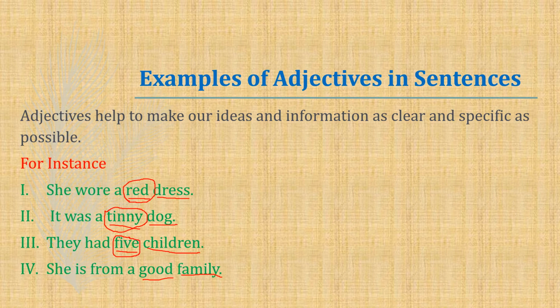And lastly, we say that adjectives can also give more information in terms of classification. And good is an example of classification because it is classifying this family as a good family, because we have different types of family. We have poor family, rich family, and many more.